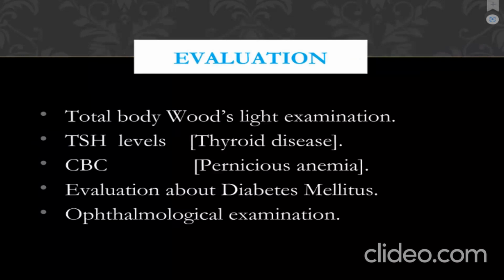And how to evaluate? Total body Wood's light examination, which means the whole body is examined for patches. Then we should check TSH levels for any thyroid diseases. We should check CBC for pernicious anemia, evaluation of diabetes mellitus, and ophthalmological examination.